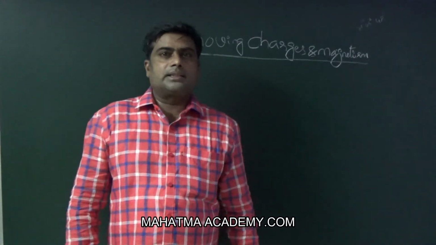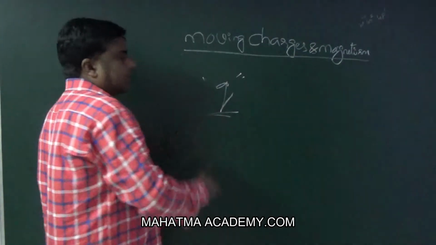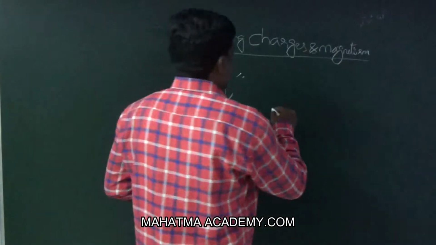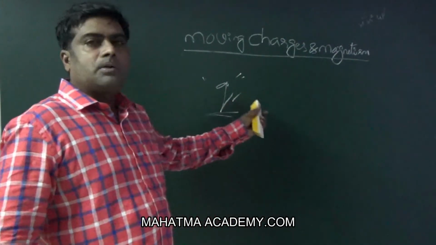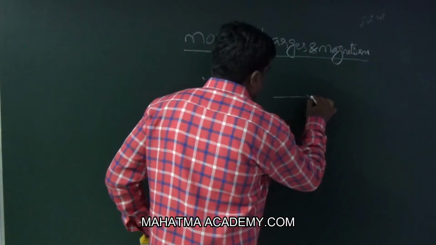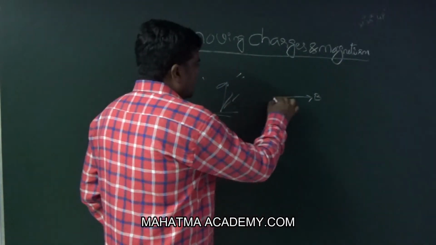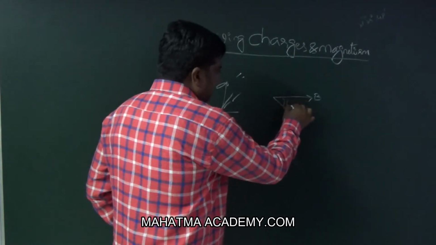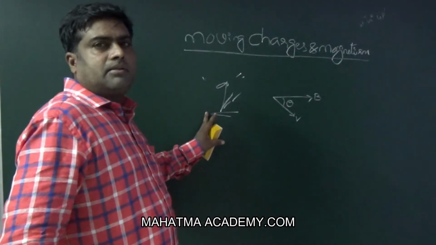Last class we discussed how a charge is affected by an external magnetic field. What about the direction of the force when a charged particle is projected in the magnetic field? Suppose the magnetic field is B and the charge Q is projected with velocity V, making an angle theta. This charge experiences a force.